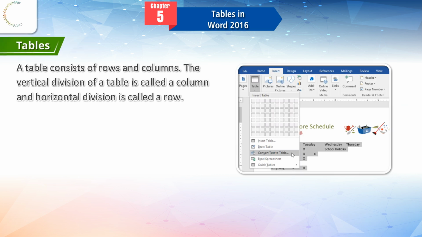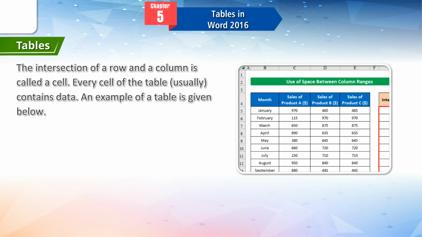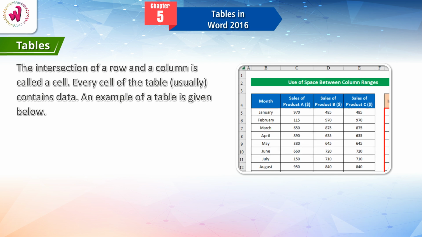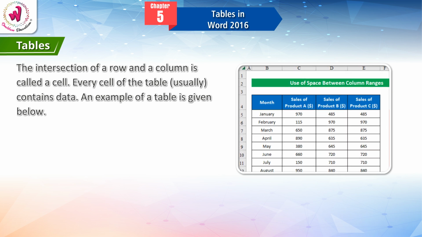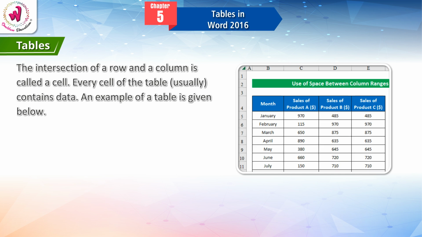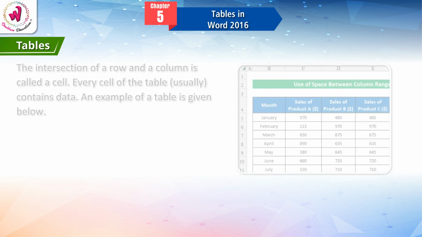Tables. A table consists of rows and columns. The vertical division of a table is called a column and horizontal division is called a row. The intersection of a row and a column is called a cell. Every cell of the table usually contains data. An example of a table is given below.